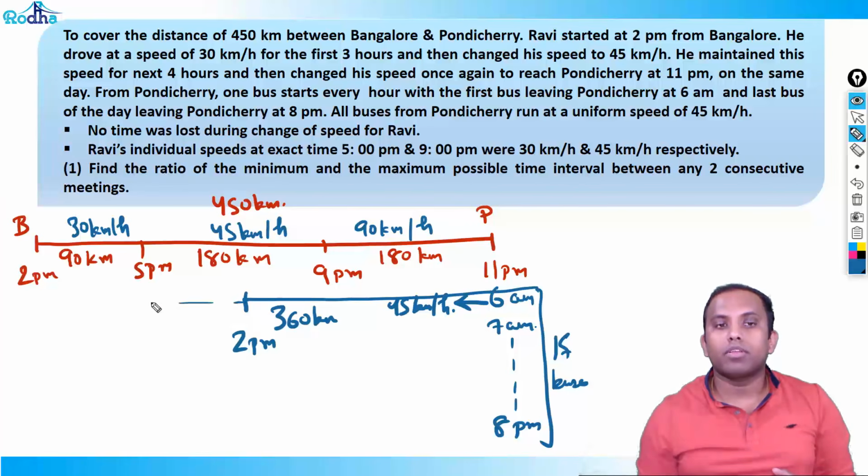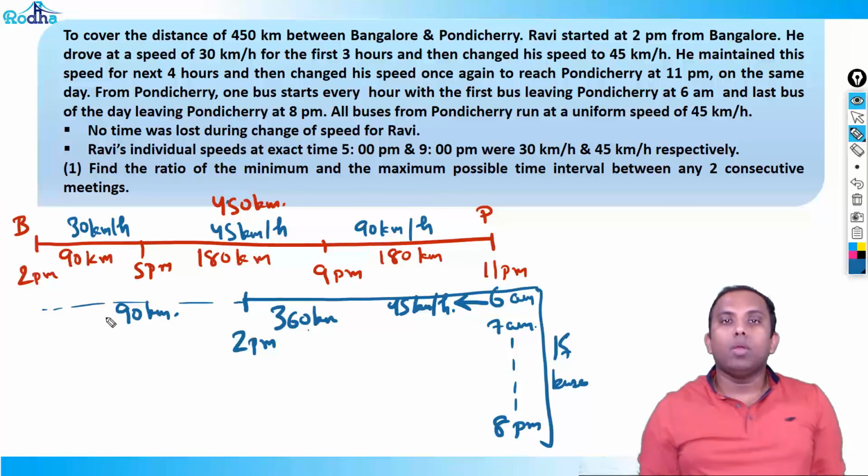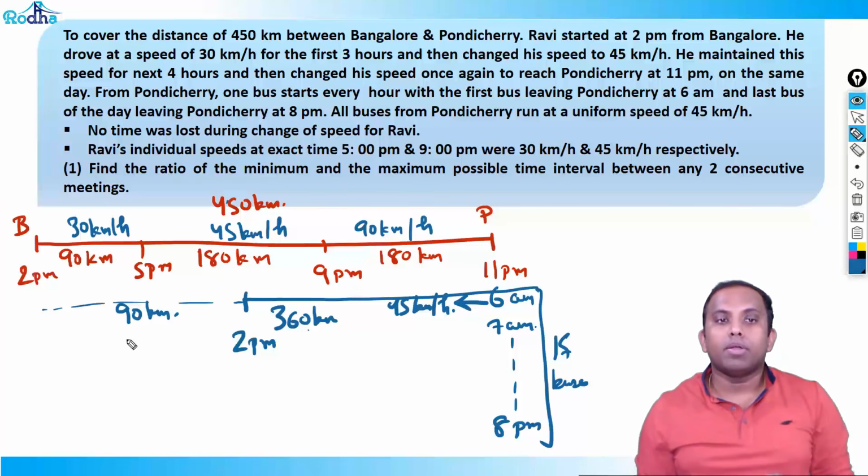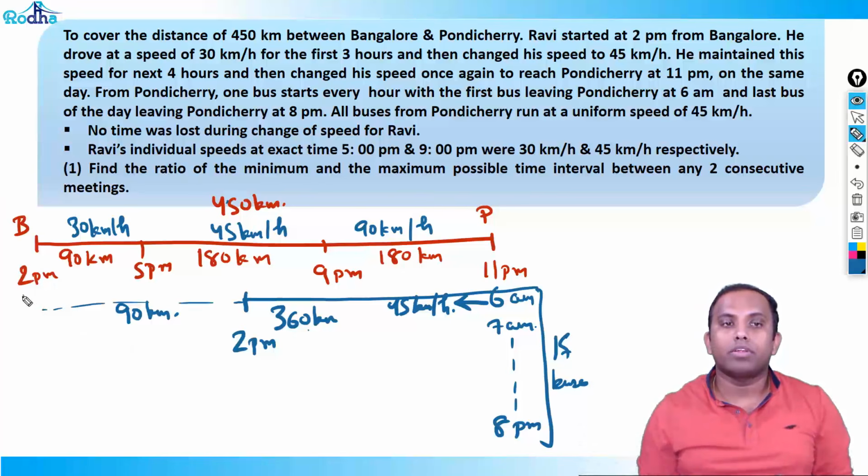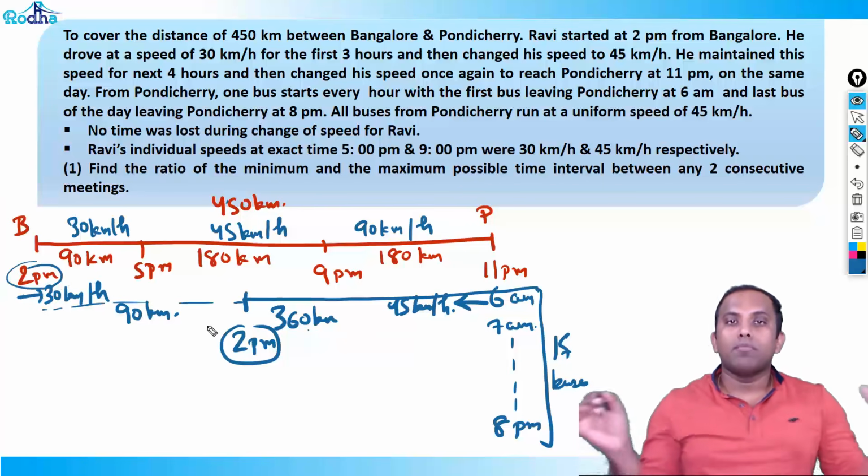So what is the distance between these two now? 450 minus 360, that is 90 kilometers. Okay, so 90 kilometers can be covered at what speed? Ravi's speed is 30 kilometers per hour, and the bus is 45 kilometers per hour at 2 p.m. In how much time will both meet?